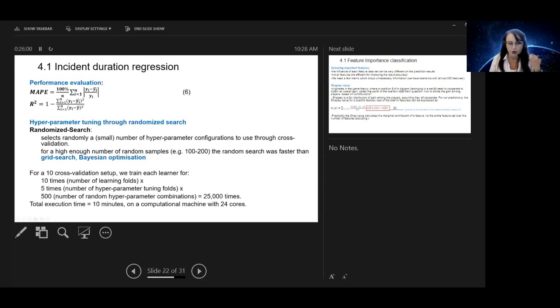We train each learner 10 times, multiplied by the number of hyperparameter tuning folds, which was 5, and also we chose 500 hyperparameter combinations at the end because we thought it's better. So in total, 25,000 times, right? It took about 10 minutes if you have a good machine.